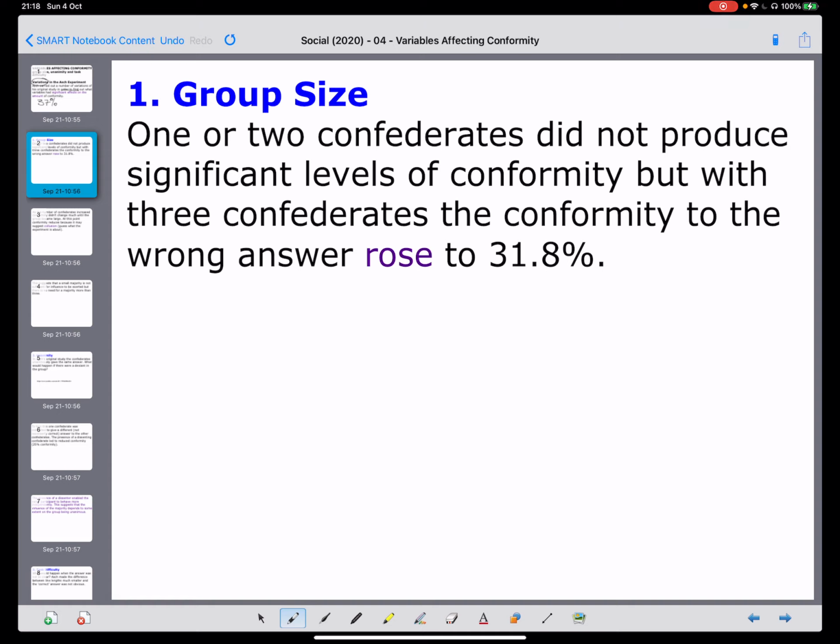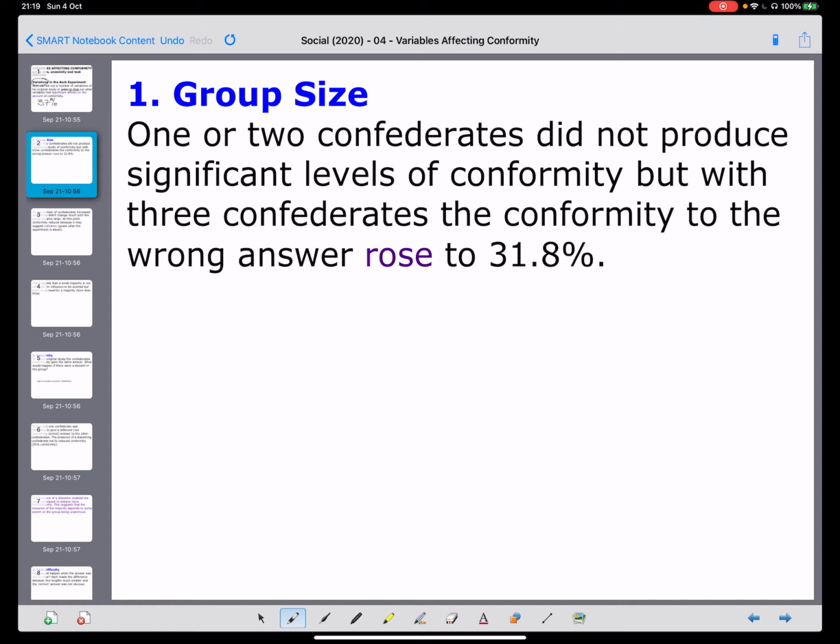What we find is that we do need to have at least a group. It says one or two Confederates did not produce significant levels of conformity. So in other words, when there's just two people in the entire group, so to speak, one is the Confederate, one is a participant, the conformity levels were negligible. Similarly, when there's two Confederates with one person, once again, negligible.